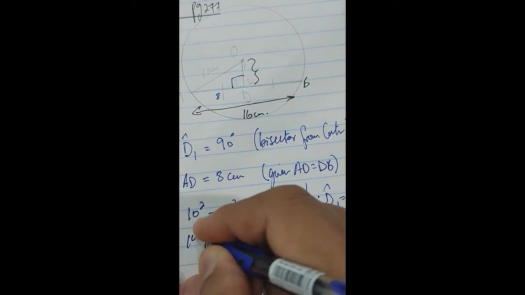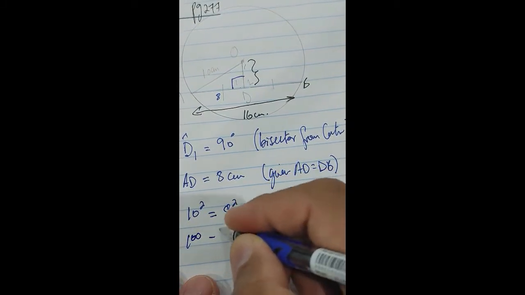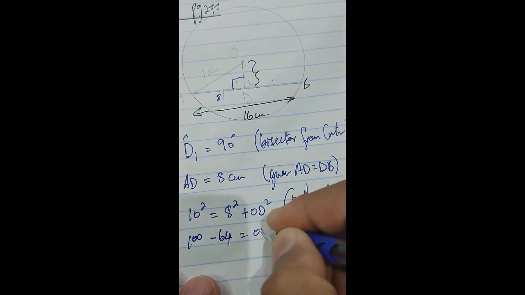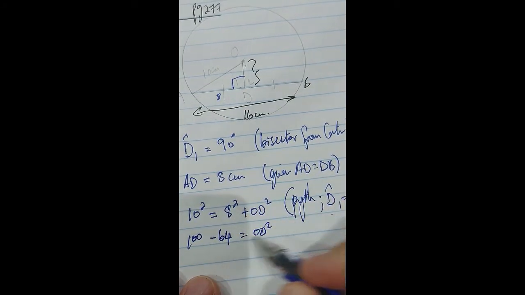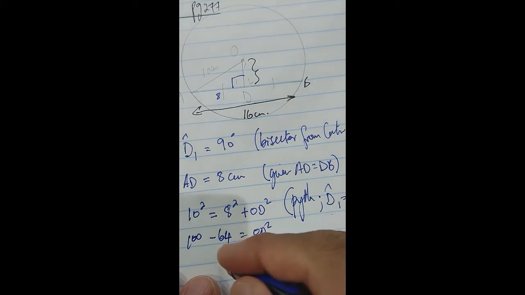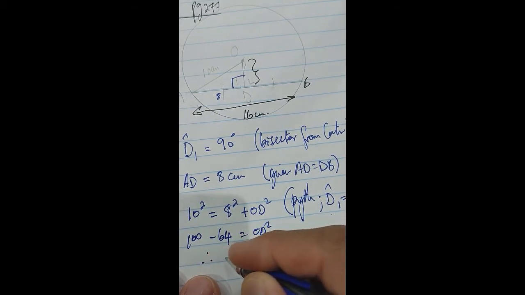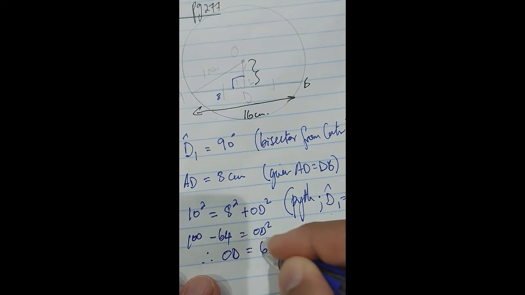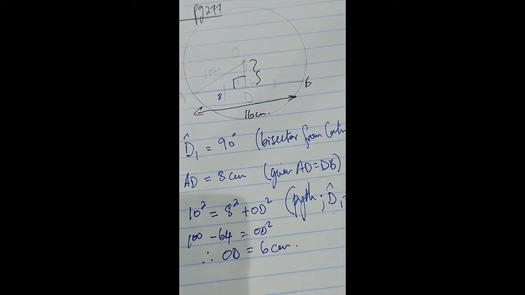So that is basically going to be 100 minus 8 squared, which is 64, is equal to OD squared. 100 minus 64 is 36. The square root thereof is going to be 6. Therefore, OD is equal to 6 centimeters. Okay.